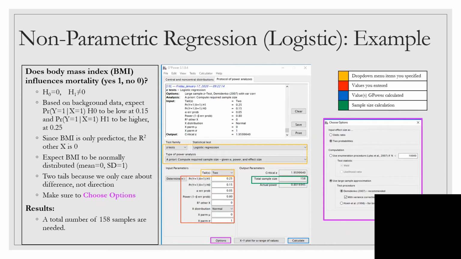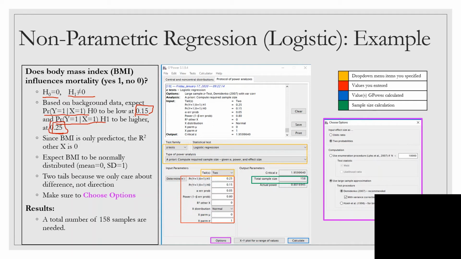Looking at our example, does body mass index, BMI, influence mortality? We would set the null as it doesn't influence mortality, whereas the alternative is it does influence it in some direction. Say we had some background information, and we think that this first probability is low, at like 0.15. So at the population mean, we expect mortality to be 15% over whatever time period. Whereas the alternative is if there's a standard deviation difference, it's going to be higher.